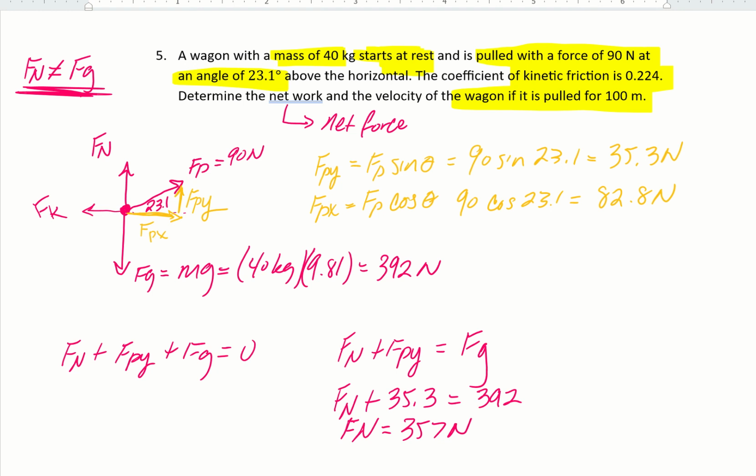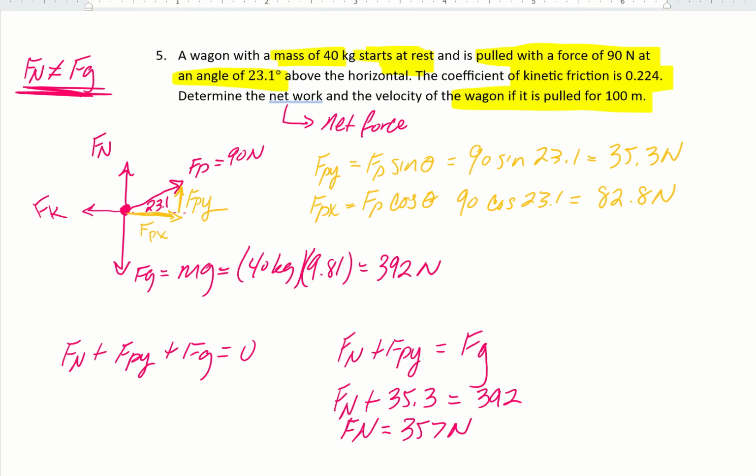Okay. Now, the sum of the forces in the x direction, I don't know yet because I don't know what the frictional force is. I know that Fpx is 82.8, but I don't know what the force of friction is yet. But I can calculate that.